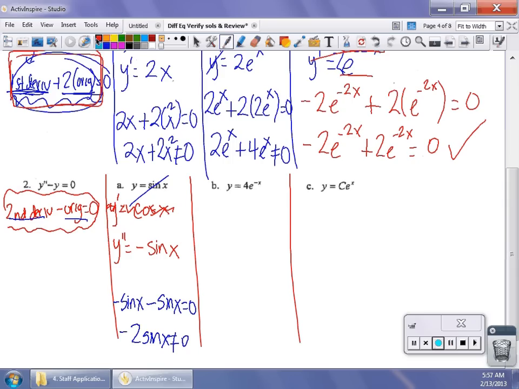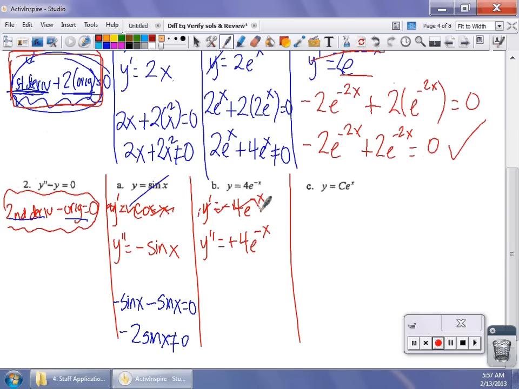All right, let's go again. The first derivative of the second function, so y prime, is 4e to the negative x times negative 1. There's your chain rule. The second derivative is equal to negative 4e to the negative x times negative 1. So that's positive 4e to the negative x.